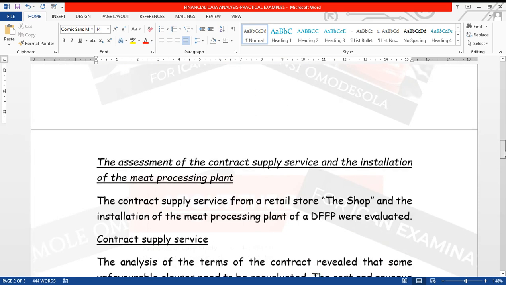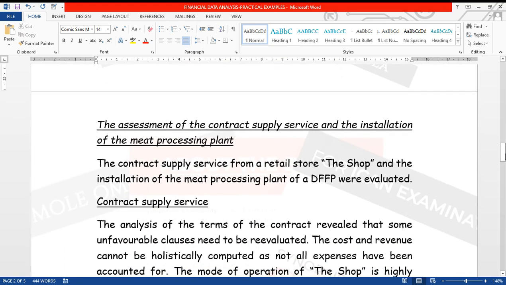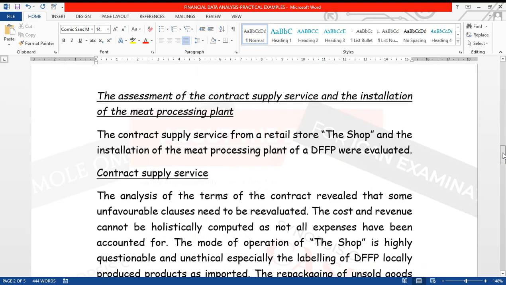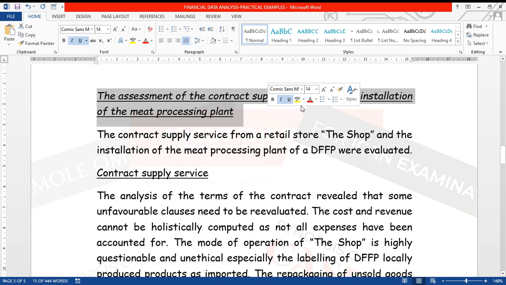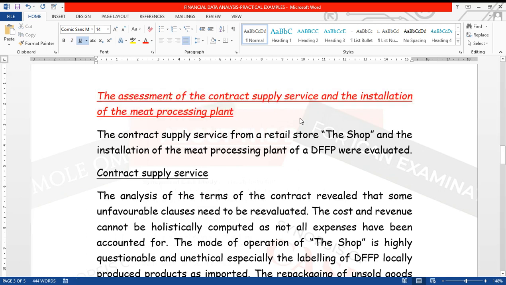It covers all requirements. So since we have talked about the introductory part, let's dive into how it looks. This is how you start your financial data analysis. You start with a heading, and I've said the heading is the assessment of the contract supply service and the installation of the meat processing plant. Then you can give a little introduction. Here you have the contract supply service from a retail store, the shop, and the installation of the meat processing plant of GFFP. You can decide to write this out.